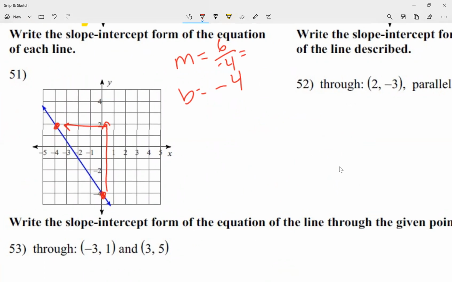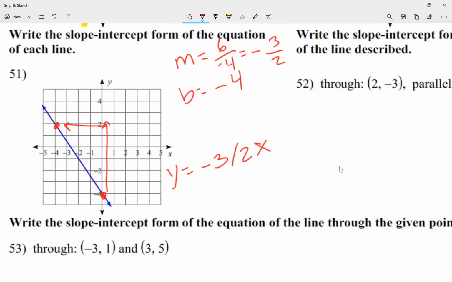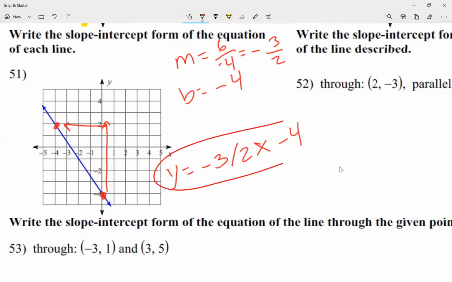Now there's a negative sign, so bring it to the front of the fraction. 6 over 4, I'm going to simplify that as 3 over 2. So my slope is -3 over 2, and the y-intercept is -4. So when I have to write the slope-intercept form, I'm going to write y equals -3/2 x minus 4. This is how I'm going to type it.